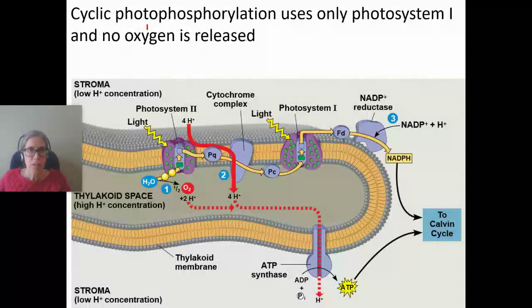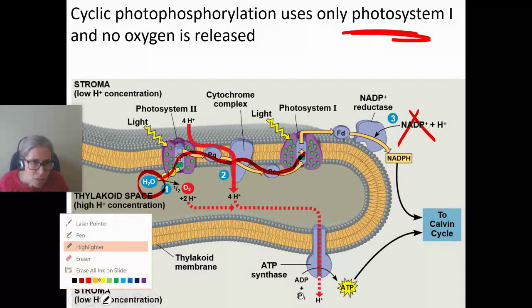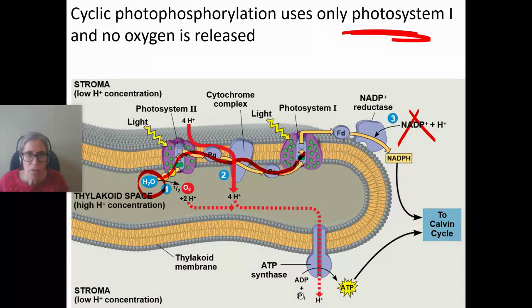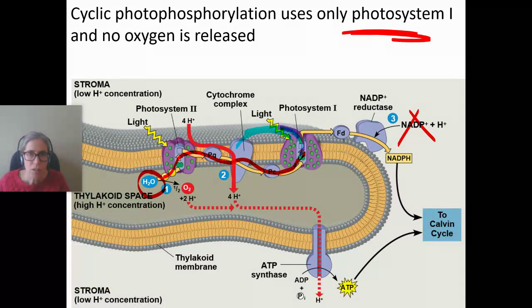So here's what it looks like. Cyclic photophosphorylation uses only photosystem 1. So you have an electron that came originally from water, right? And it goes through the electron transport chain. But when it gets to here, it can't keep going because you don't have any NADP+. So instead, the electron just cycles back this way to the cytochrome complex. Let me get a color that will show up a little bit more. The electron will cycle back here, and it's going to still go through the electron transport chain here.